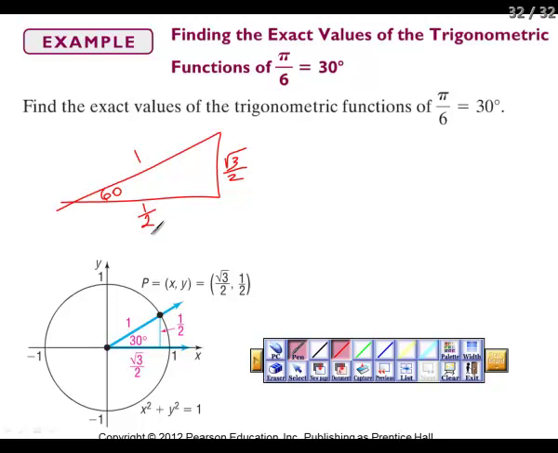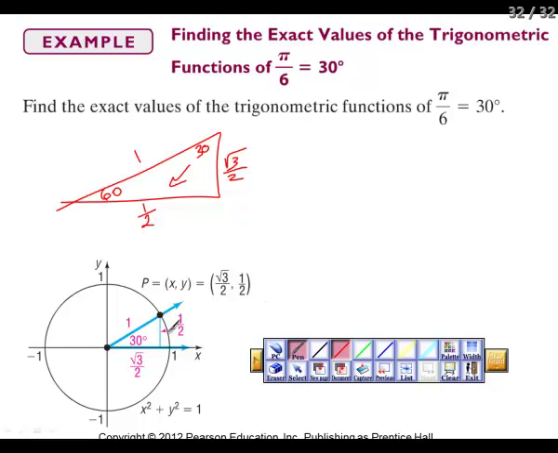And this was 30 here. So basically, all we're doing here is we're taking 60 and 30 and switching places. Well, the values are also switching places. So now for 30, the opposite of 30 is 1/2. The adjacent of 30 is square root of 3 over 2. The hypotenuse stays the same.